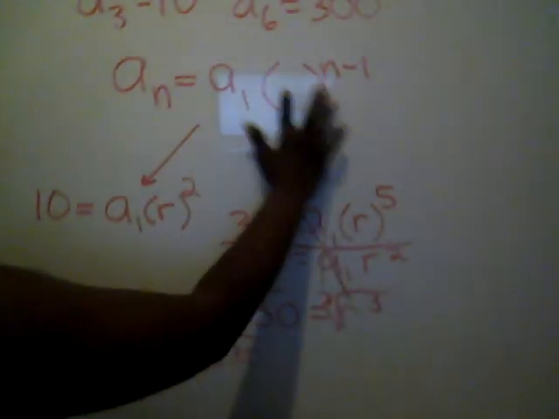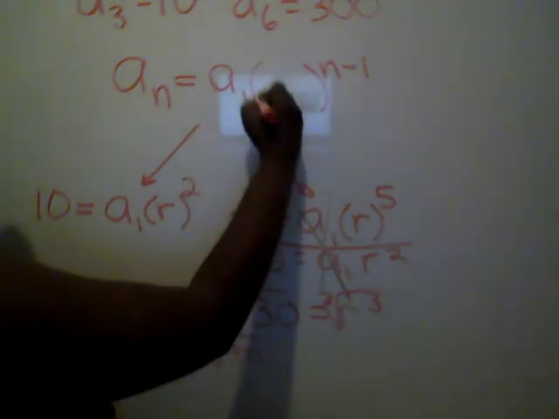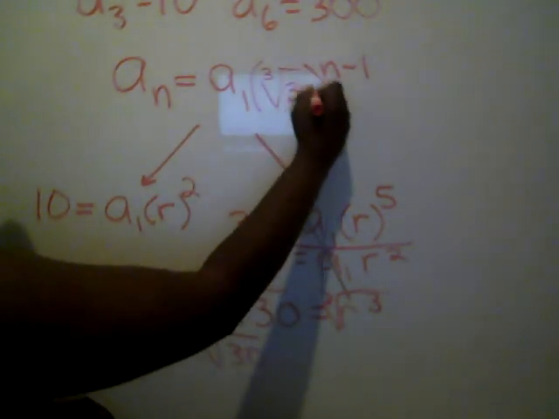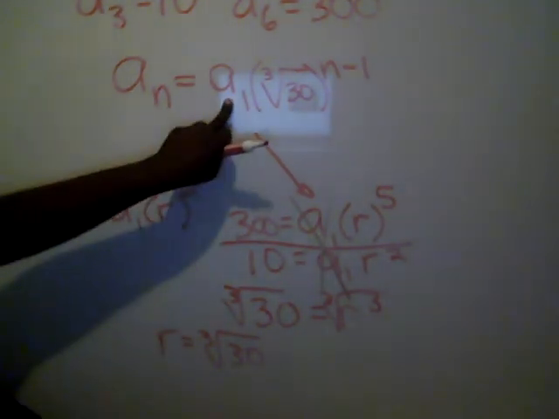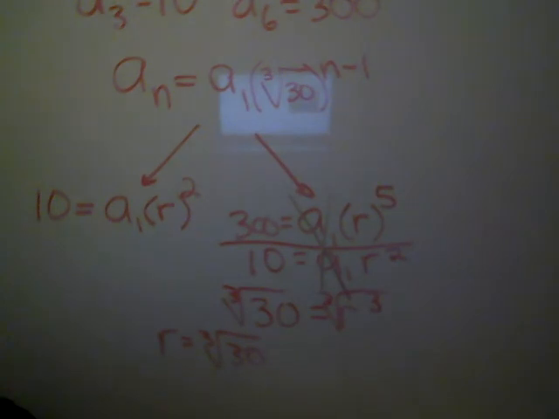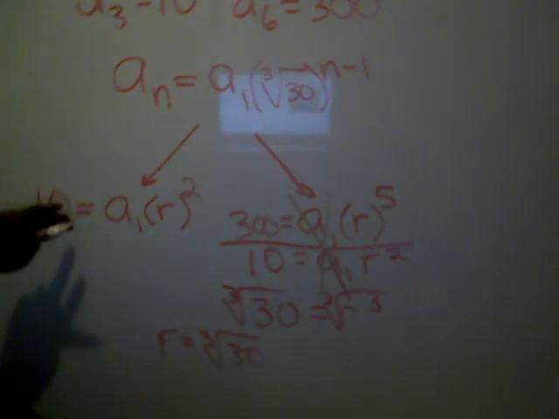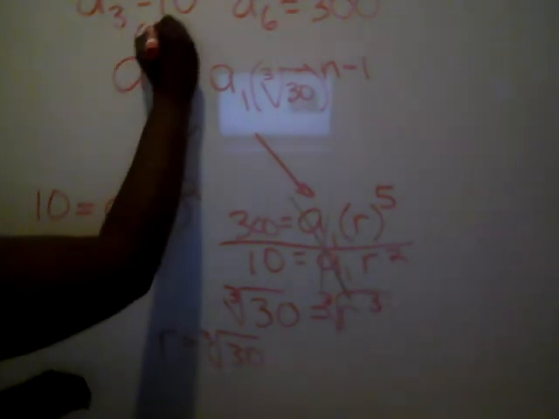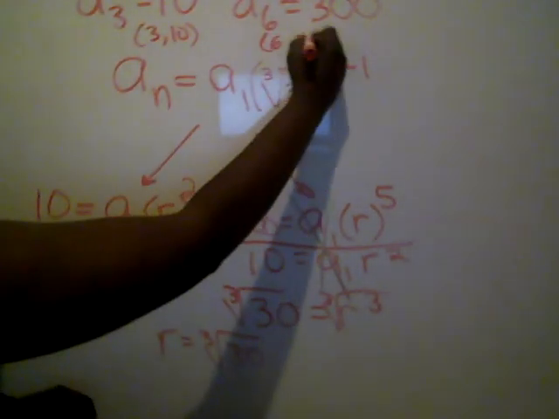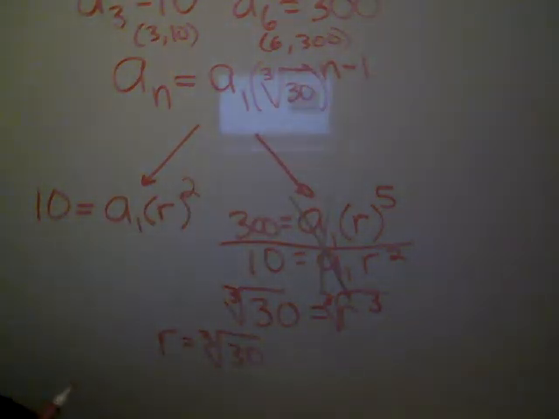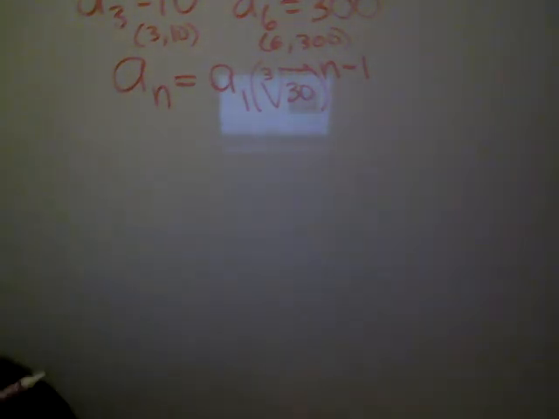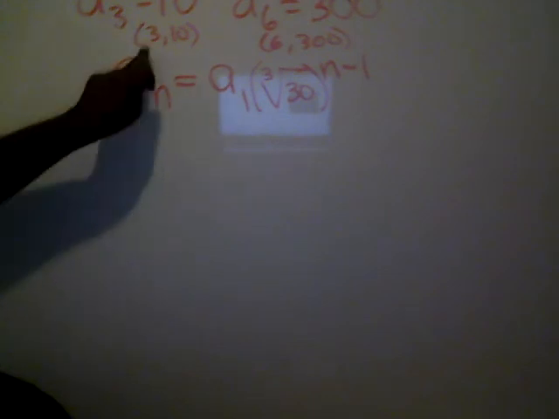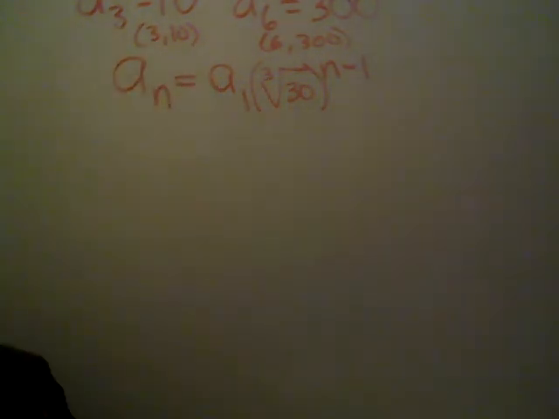So what we could do is then go back up here and replace that r. We found out what that was. That's the cube root of 30. Okay. So then, from there, we can try to figure out what the first term is. Now that we know what the r value is, we can use either this point, and we can think of this as like 3, 10, and this is like 6, 30. We can use that to figure out what the first term is. So I'm just going to erase this. All right. So for right now, I'm just going to use 3 and 10.